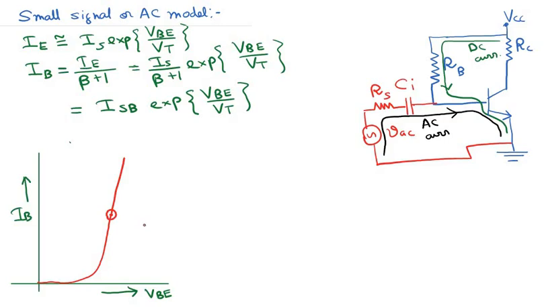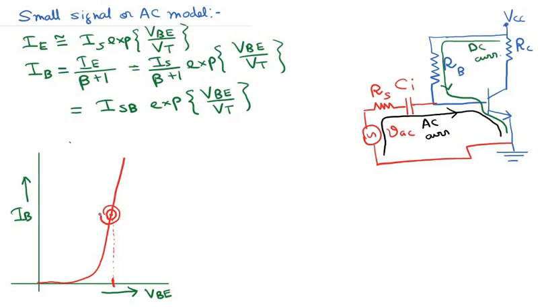Okay, so there is this DC current path, and through this DC current path the DC current flows into the base of the transistor, and therefore a DC base to emitter voltage also develops. So let us assume that this point over here gives me the combination of the DC values of the base current and the DC values of the base to emitter voltage. Okay, so this is the operating point of the base to emitter junction.